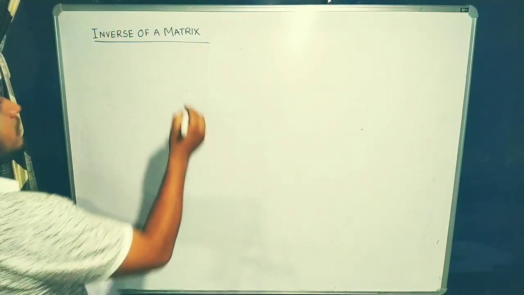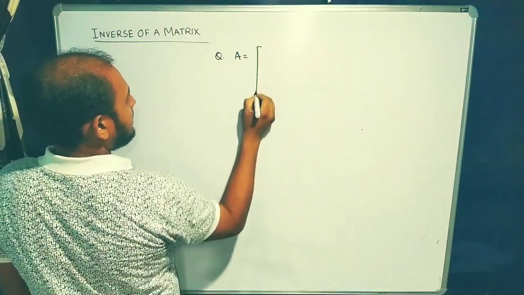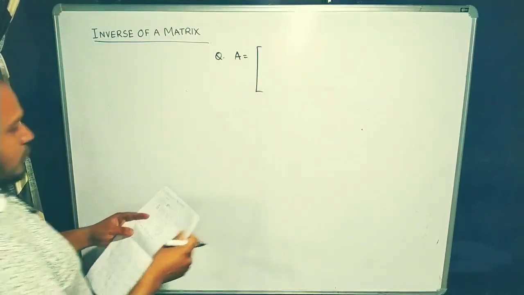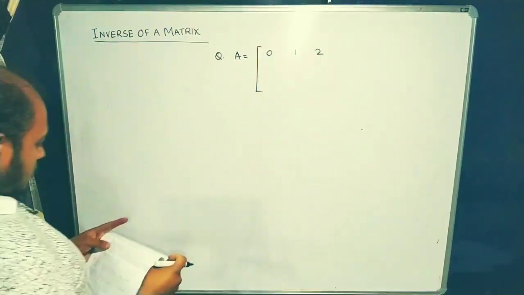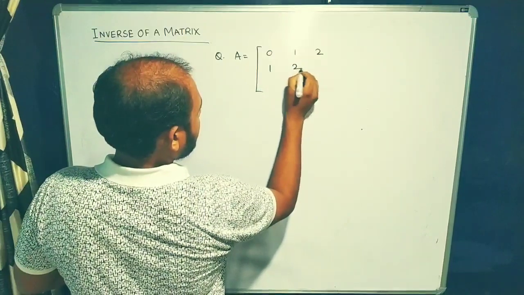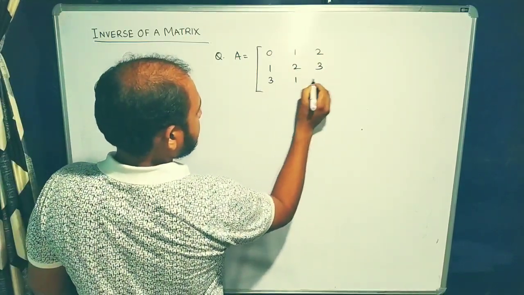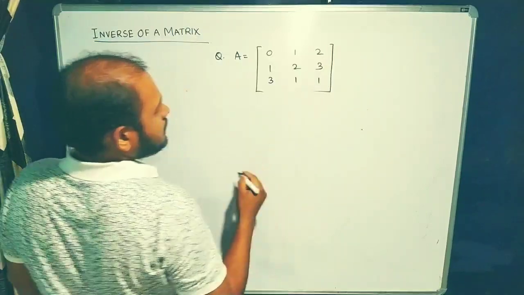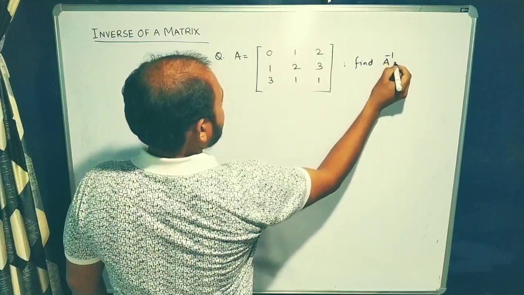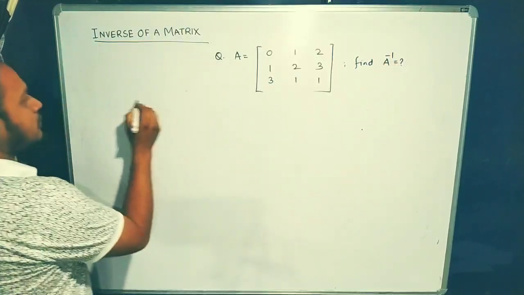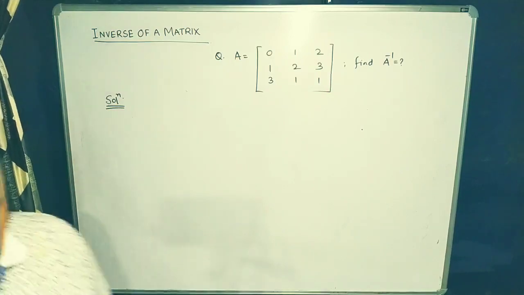Let us say we have a matrix A is equal to 0 1 2, 1 2 3, and 3 1 1, and it is asking you to find A inverse. Okay, so try to solve it using row operations.